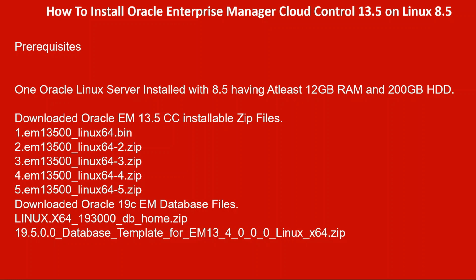In order to prepare EM13.5C, first we have to install Oracle Database 19C binaries. After that we have to unzip the 19.5M database template into the template folder of DBCA, and then create the Enterprise Manager repository database using the unzipped template by selecting medium repository. Once the Enterprise Manager repository database is created successfully, we have to start the EM13.5C installation.